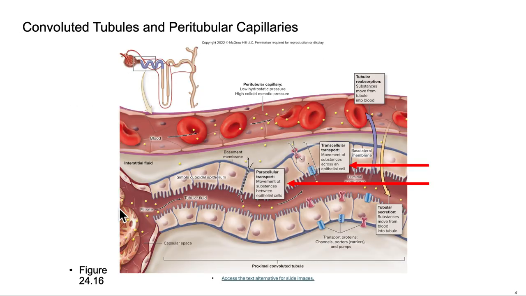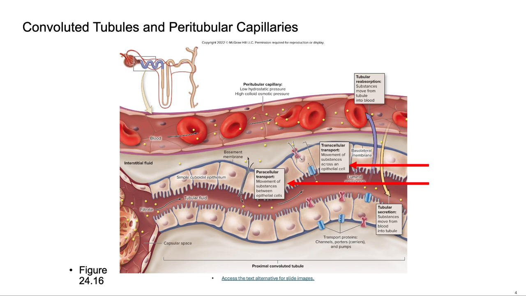And then last thing, notice the two different transport mechanisms. We're moving things either paracellularly, so here you can see paracellular movement, between the cells, movement of substances between epithelial cells, or transcellular, also called transepithelial, moving across the cell. And notice here it's utilizing some type of protein. It's going to be a protein channel, maybe a protein carrier. Remember, both of those are involved in the movement of some type of molecule.